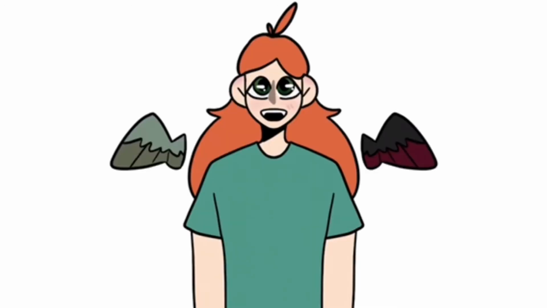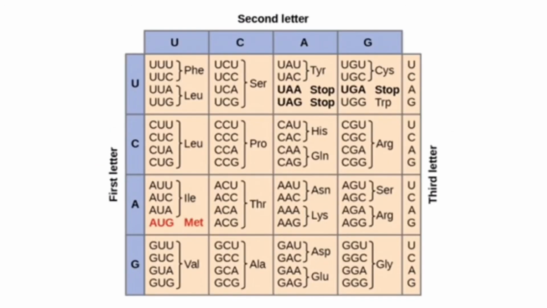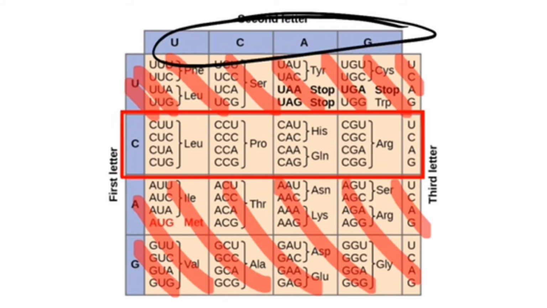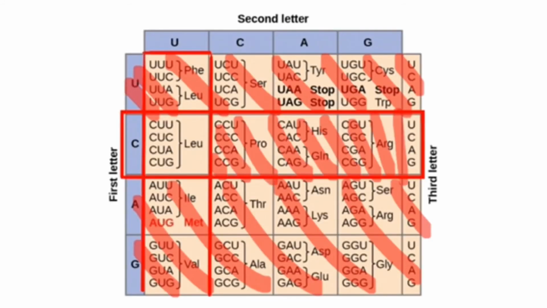You may be wondering how to tell which codons code for which amino acids. Well, there's a chart for that. Let me show you how to use it. For this demonstration, we will be using our next codon, which is CUC. If you look at the chart, you will notice that on the left side, there are 4 rows labeled U, C, A, and G. This will be for our first nucleotide, which is C, so let's look for the C row. On the top of the chart, there are 4 columns labeled U, C, A, and G. This will be for our second nucleotide, which is U. So you will look for the U column.